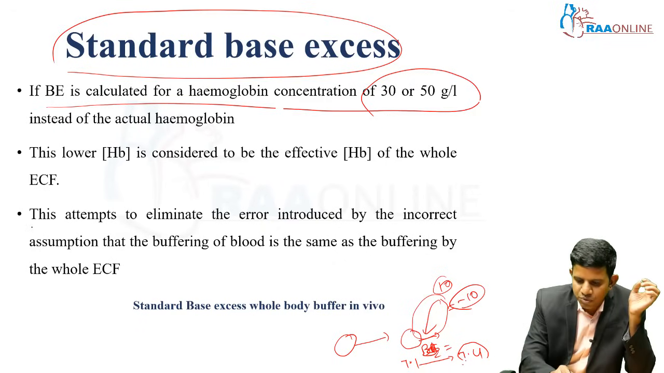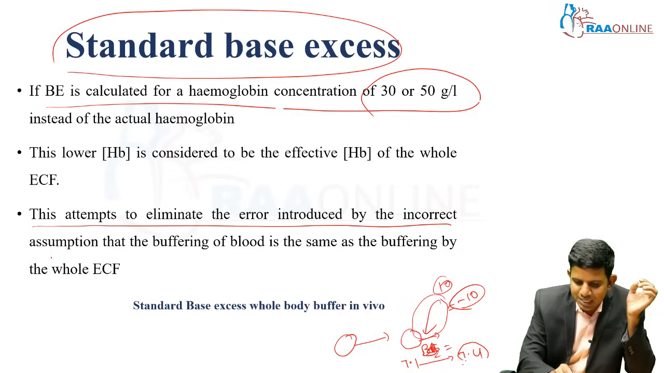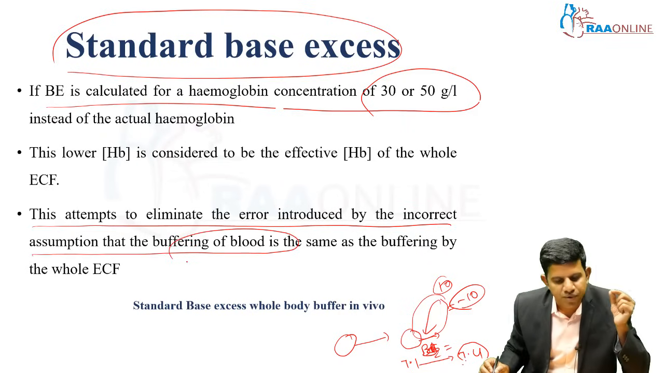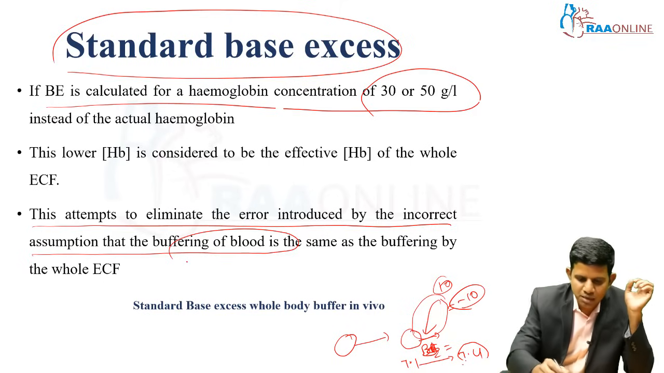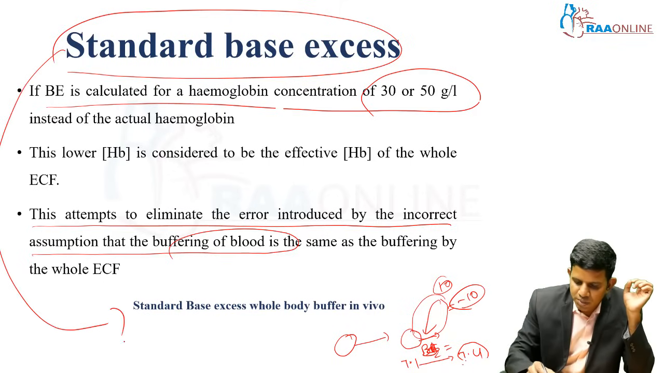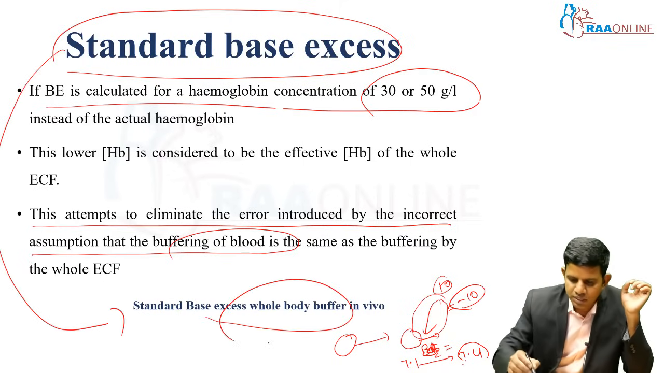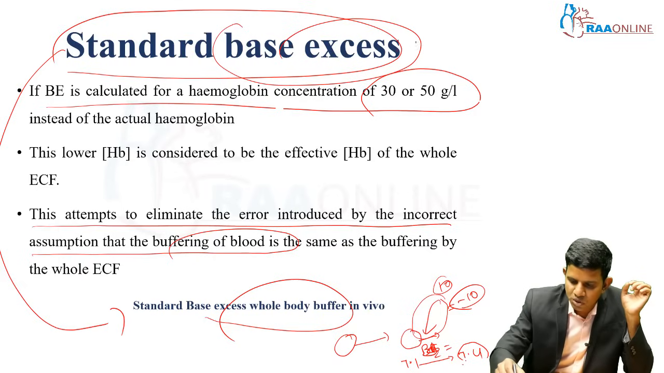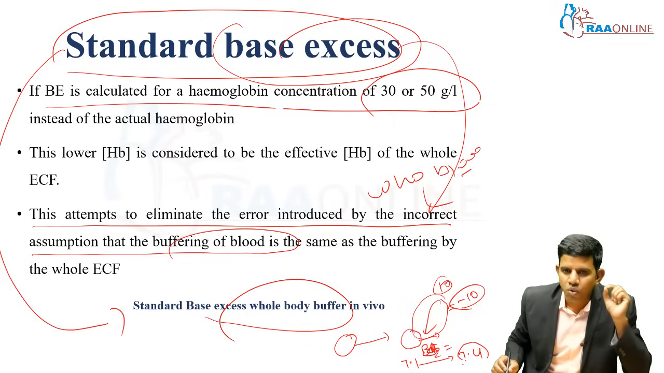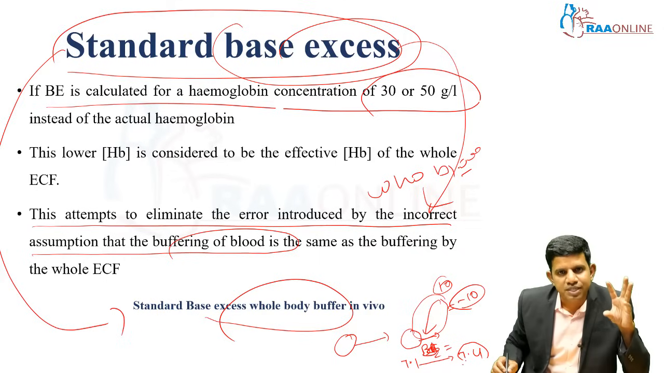This attempts to eliminate the error introduced by the incorrect assumption that the buffering of the blood is the same as the buffering of the whole ECF. So, the standard base excess will give an idea about the whole body buffer, while the normal base excess will give an idea about the whole blood buffer. I want to know the whole body buffer, so always use the standard base excess, which is the best method to assess the metabolic acid base disorder.